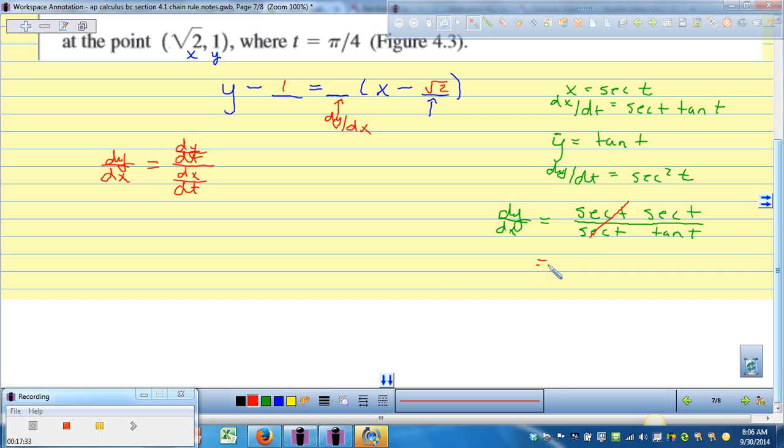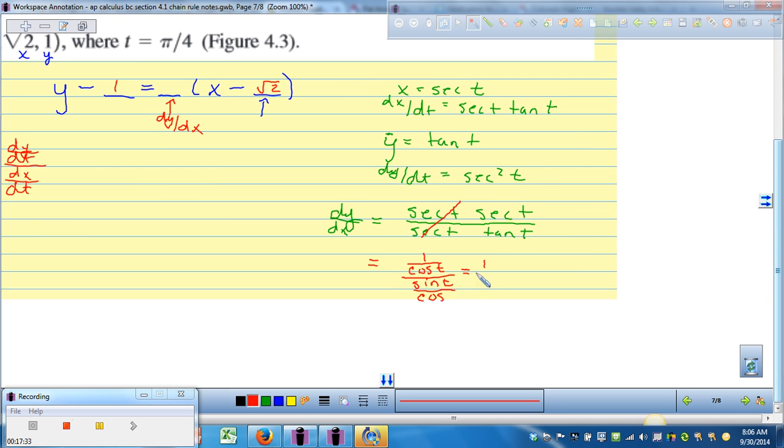And secant is 1 over what? Cosine. So secant is 1 over cosine, and tangent is sine over cosine. I'll write it out. You're all getting there anyway. 1 over cosine t times cosine t over sine t equals 1 over sine, which is cosecant t. All right.